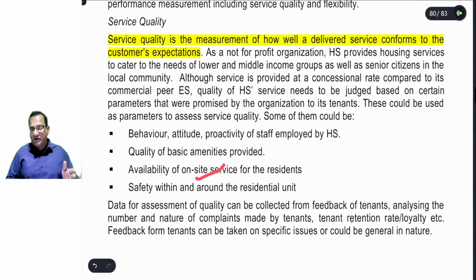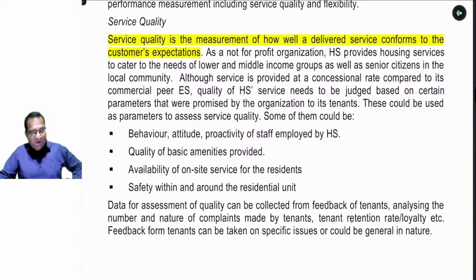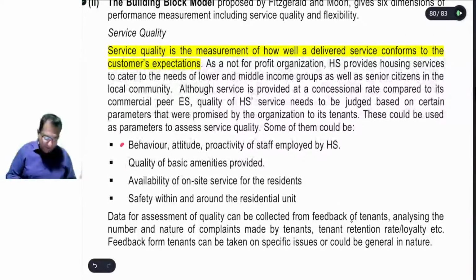स्पेशली फॉर सीनियर सिटीजन, वेदर वी आर हेल्थ केयर फैसिलिटीज और नॉट, और सेफ्टी क्या है विद इन एंड अराउंड द रेसिडेंशियल यूनिट, बिकॉज द पर्सन लिविंग आर नॉट इनफ फाइनेंशियली साउंड so that they can secure themselves. So it's the responsibility of the organization to provide them a safe and secure environment. इन सब से हम सर्विस क्वालिटी पता लगा पाएंगे.